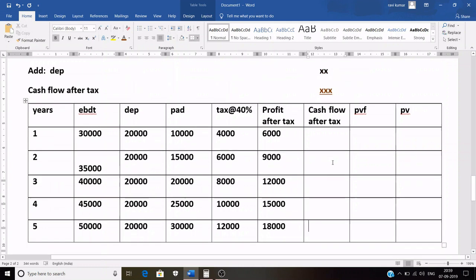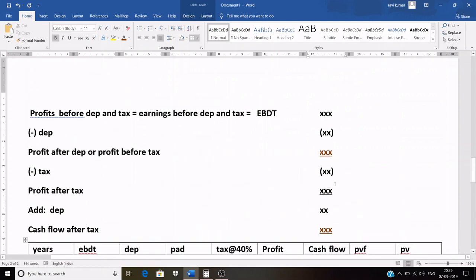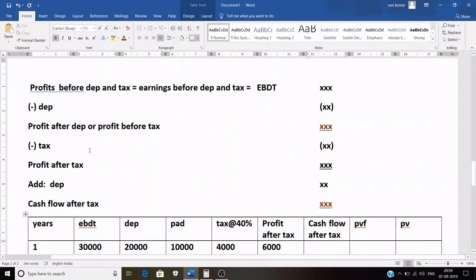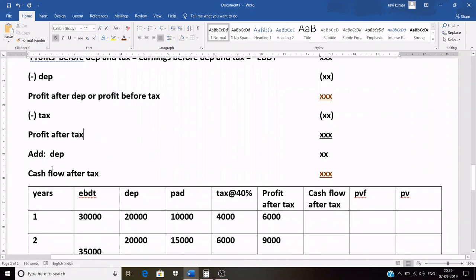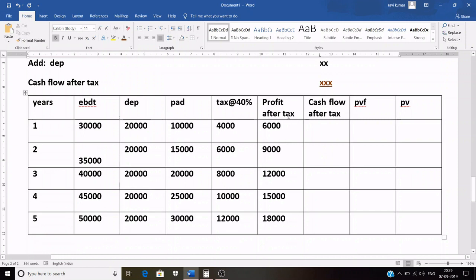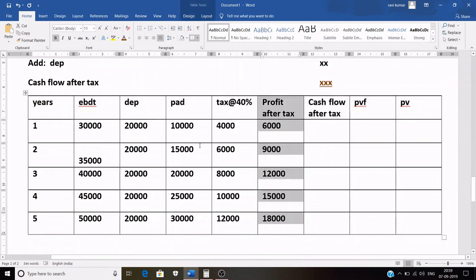Now, what do we do next to get cash flow after tax? I have already told you that after profit after tax we have to add depreciation again to profit after tax to get cash flow after tax. So we add this depreciation to this profit after tax to get cash flow after tax, because depreciation is a non-cash expense. So do one thing, add profit after tax and depreciation.